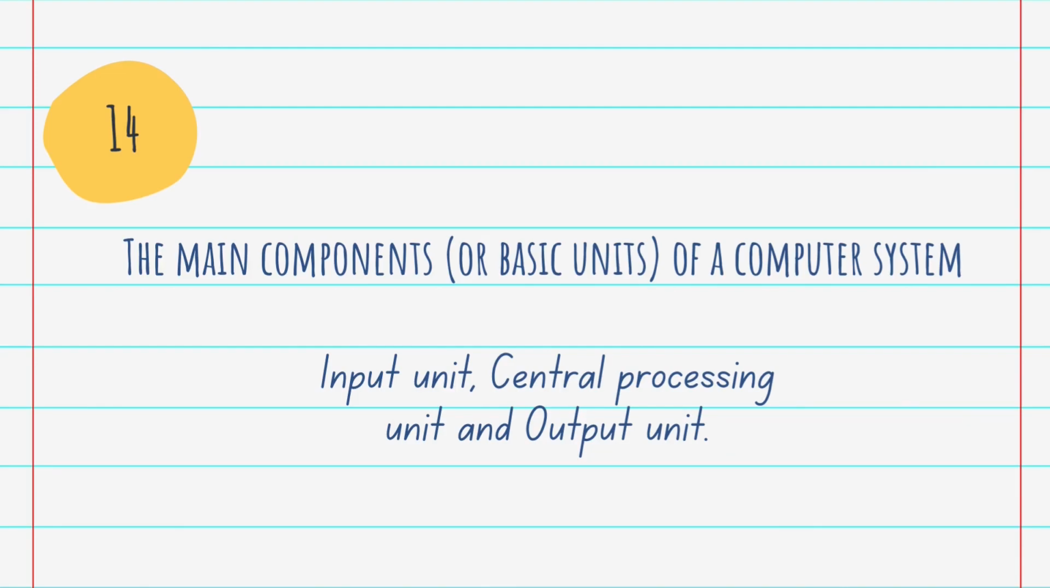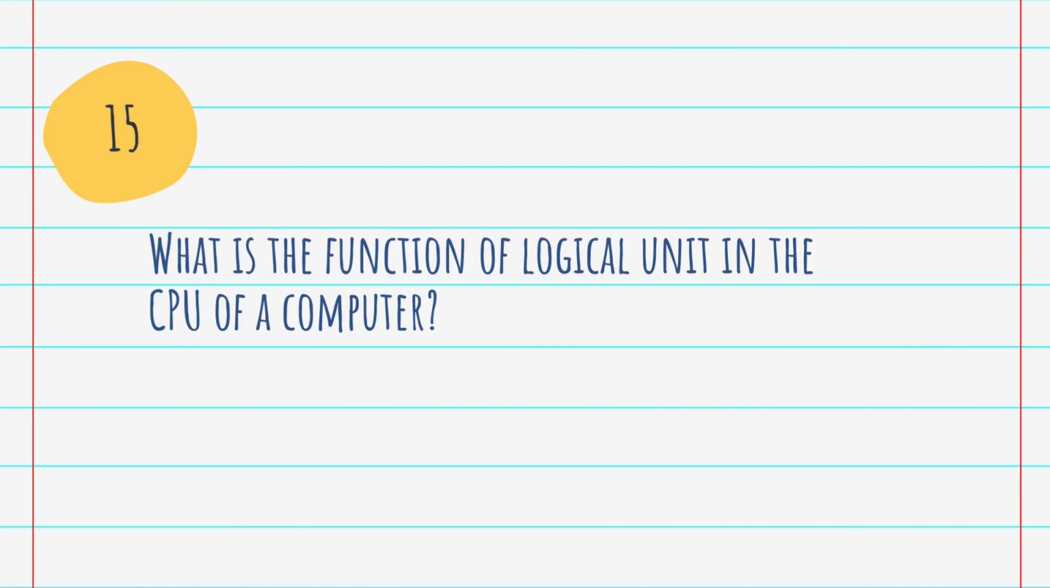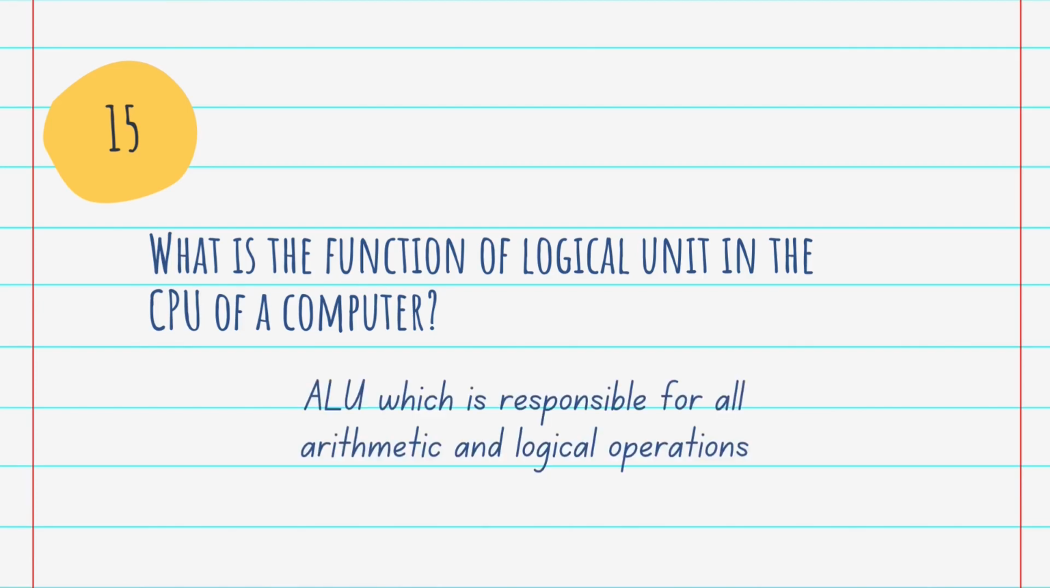Question number 15 is, what is the function of logical unit in the CPU of a computer? Answer is ALU, which is responsible for all arithmetic and logical operations. Logical unit is a subpart of the ALU, that is arithmetic logic unit, which resides inside the CPU and is responsible for all arithmetic and logical operations. As the name suggests, the ALU performs both arithmetic and logic operations. Hence, our answer is arithmetic logic unit, which is responsible for all arithmetic and logical operations.